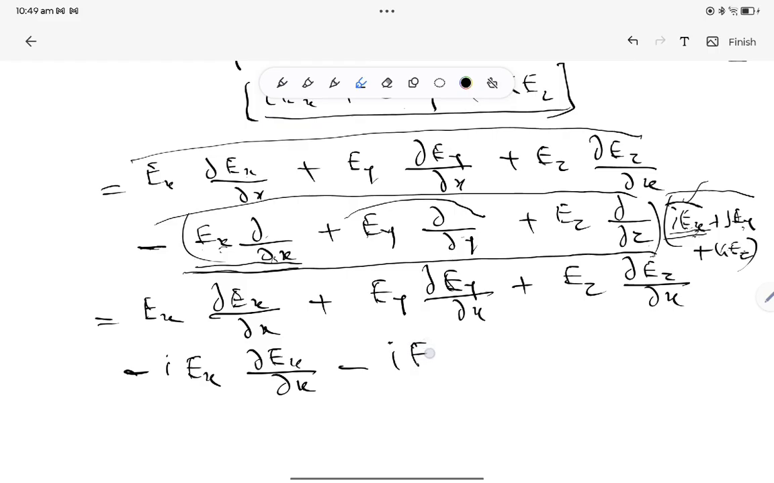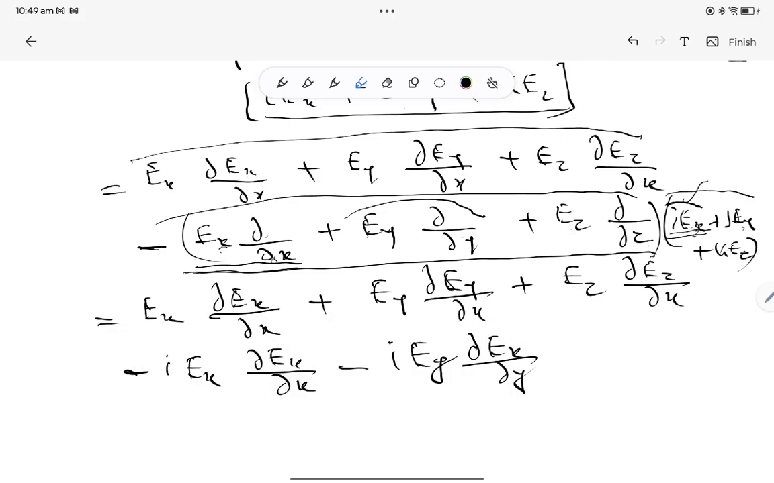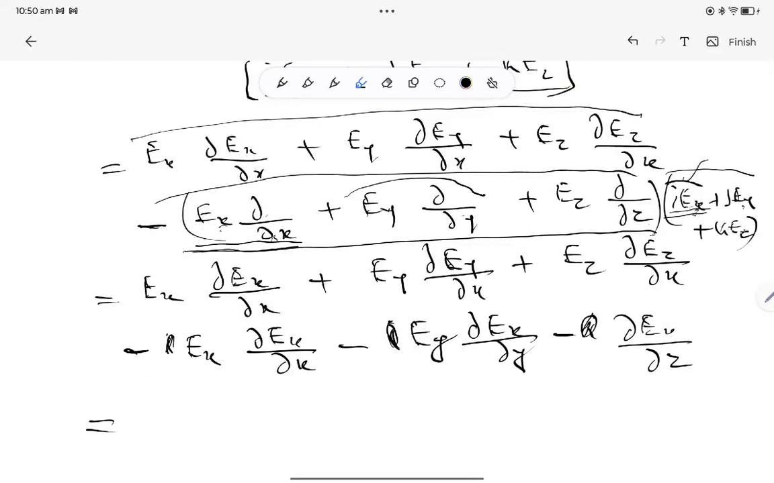You will have Ey del Ex by del y. Then when you multiply Ez with Ex, you will get another term, minus another j term, del Ex by del z. The rest of the terms will have y and z components. They are not needed. So finally, there is no need to write i here, because you are talking about the x component, and you have already written it here. No need to write this i here now.